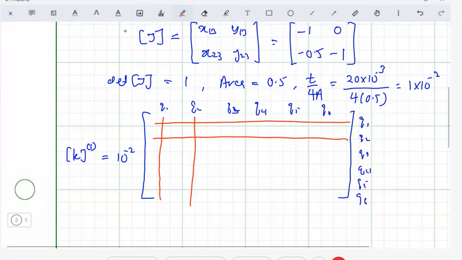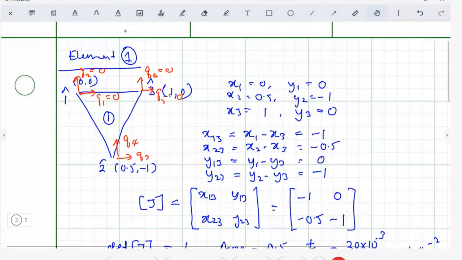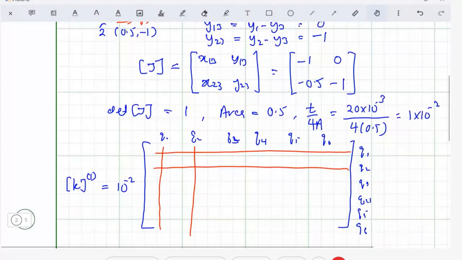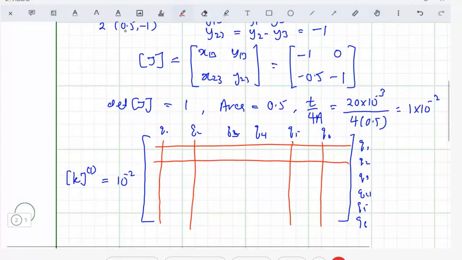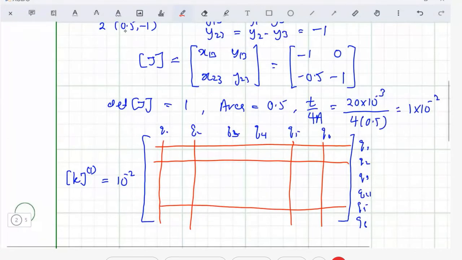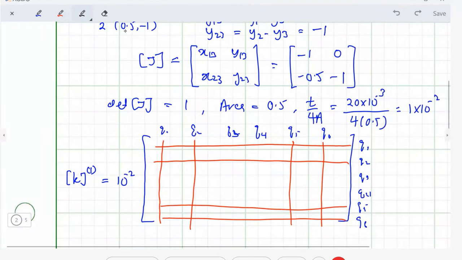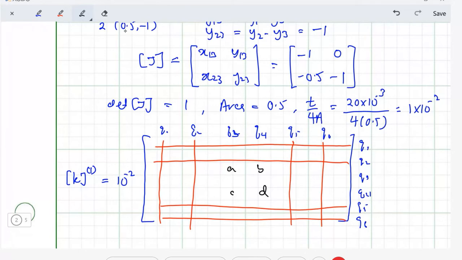What are the rest of the boundary conditions? We know that Q5 and Q6 are also not needed. Because there's no question asking about the reaction, we can just simply ignore this. So what we have left is only Q3 and Q4, which in this case, let me write as A, B, C, and D. These are the four elements of the matrix that we want.